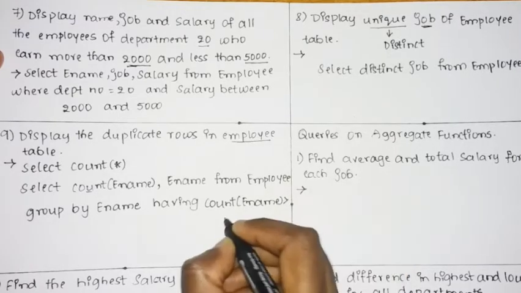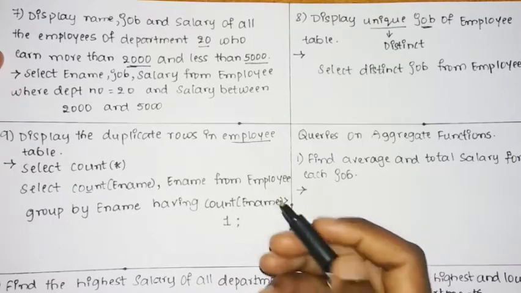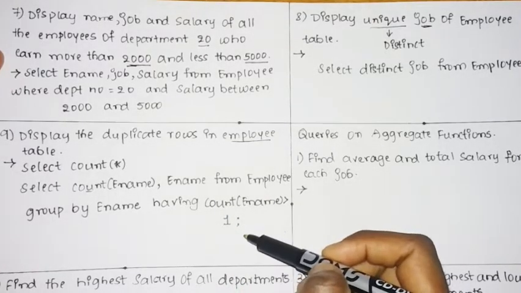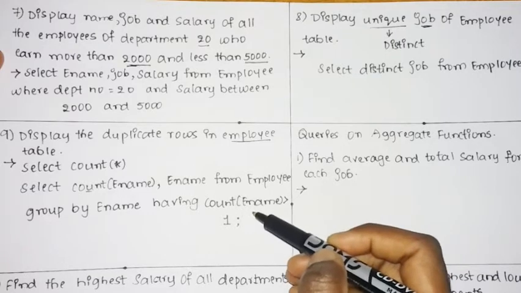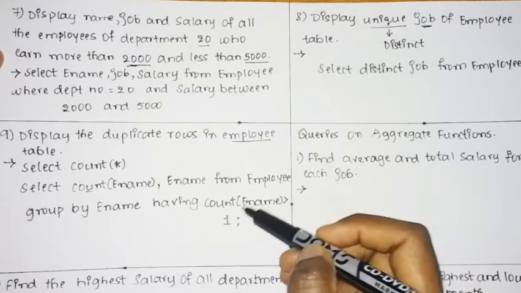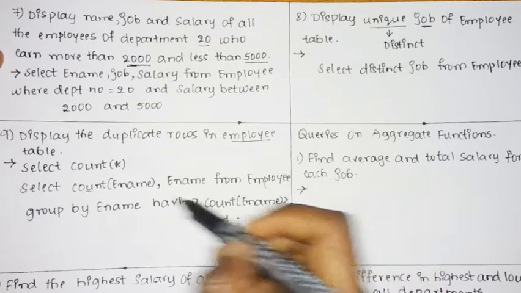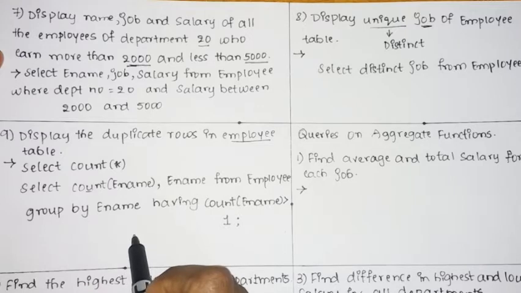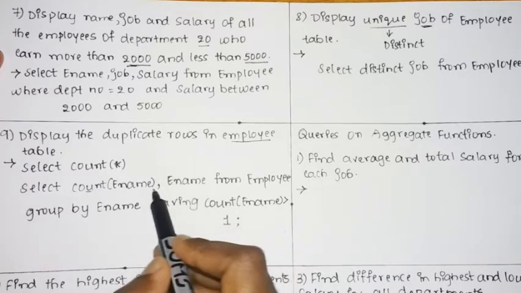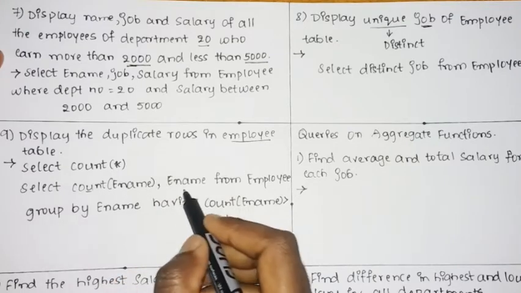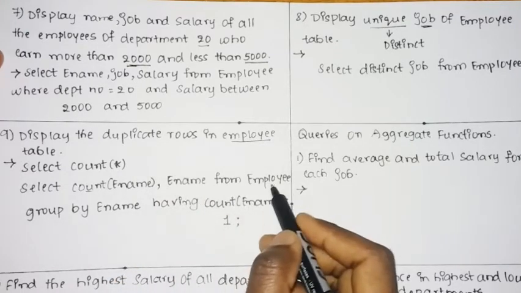which is greater than 1. So if the table has duplicate rows, then it should display. If the count of employee name is appearing more than once, then you need to display that row. So it will be select count of employee name, which will display the count of the employee names, followed by the employee name from the employee table.